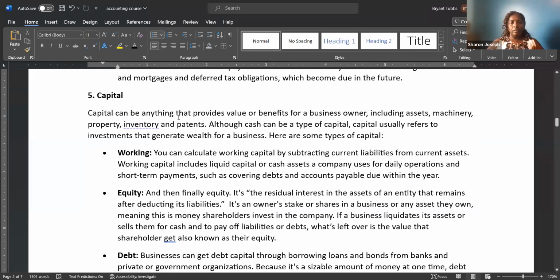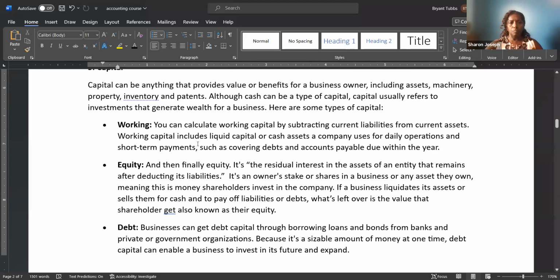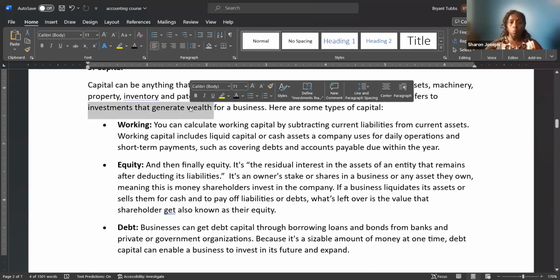Move on to the next concept, which is capital. Capital can be anything that provides value or benefits for a business owner. It could be your assets, your machinery, your inventory, your patents. Although cash is a type of capital, capital usually refers to investments that generate wealth in the business. So here are different types of capital. You have working capital. Again, let's go back to the definition. It's an investment that you're making that's generating wealth.